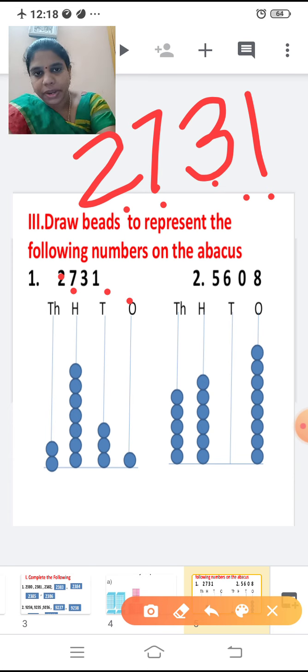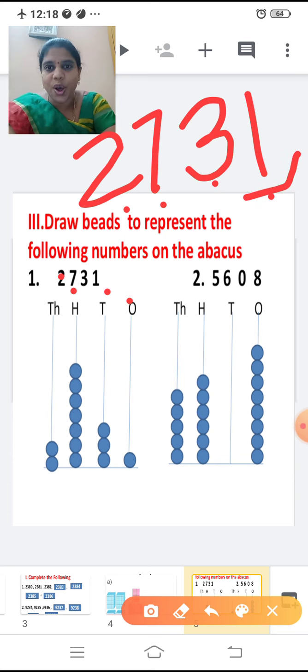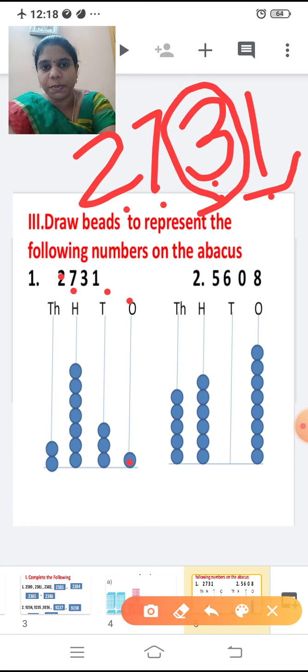Now what number is there in the ones place? 1. So draw only one bead in the ones place. Now move on to the tens place. What number we have in the tens place? 3. So draw 3 beads in the tens place. Now move on to the hundreds place. What number we have? 7. So you're going to draw 7 beads. 1, 2, 3, 4, 5, 6, 7.